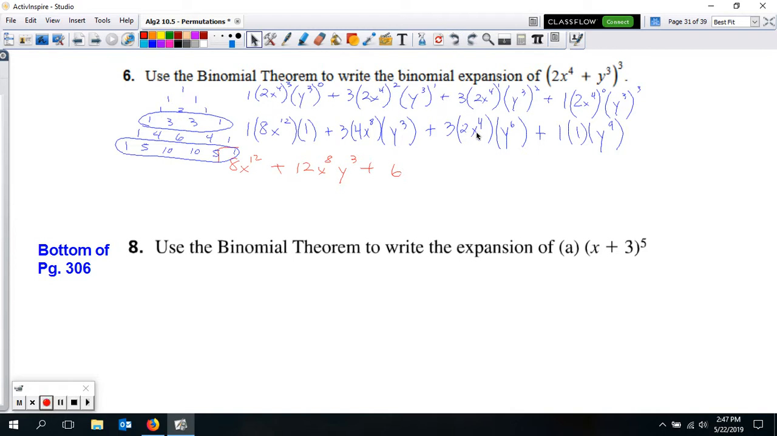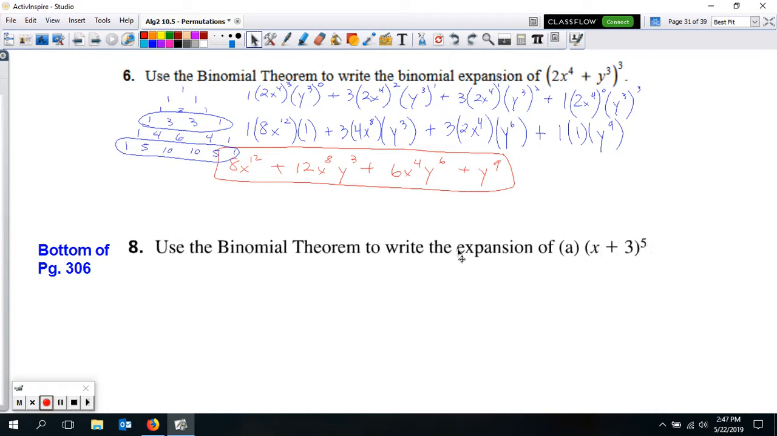So it's going to be plus 6x to the 4th, y to the 6th will be right behind that. And then plus this one will be just 1, y to the 9th. So it's just going to be plus the y to the 9th, and then that is the answer. There's the expansion there.